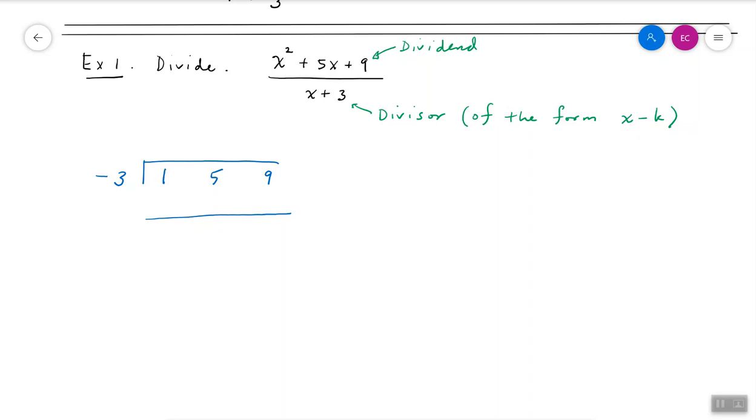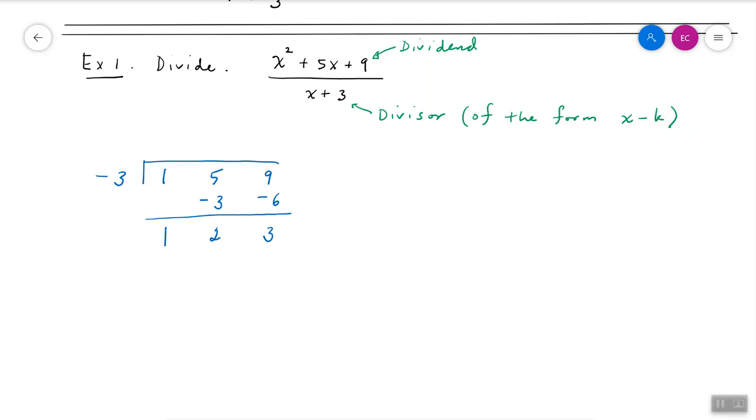And then here are the steps. We're going to start with this 1, and we're just going to bring it down every time. And then what we're going to do is 1 times negative 3 is negative 3. And then we're going to add down the column. 5 plus negative 3, or 5 minus 3 is 2. And then we're going to repeat that process. So we're going to do 2 times negative 3 is negative 6. And then 9 minus 6 is 3. And that's our answer. Now we just need to know how to interpret it.